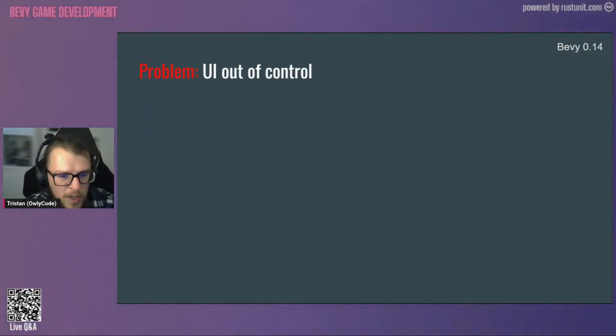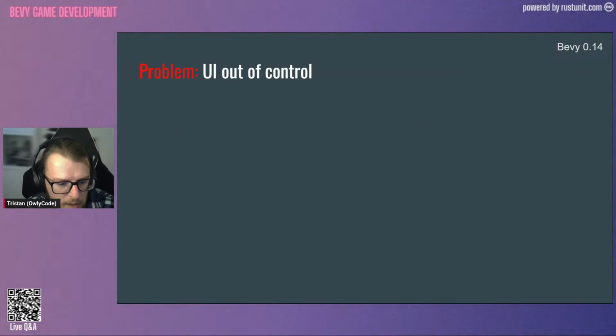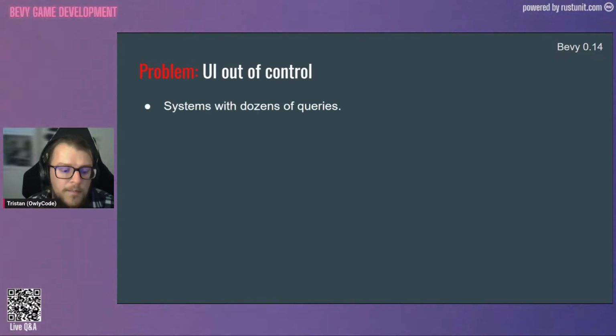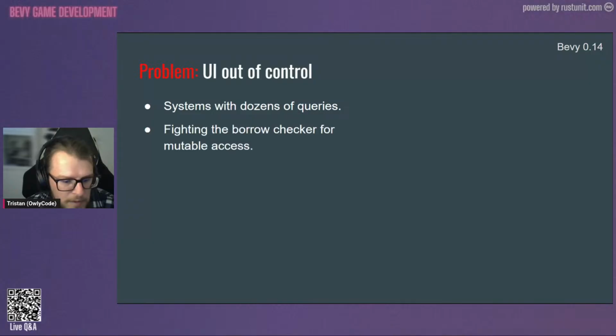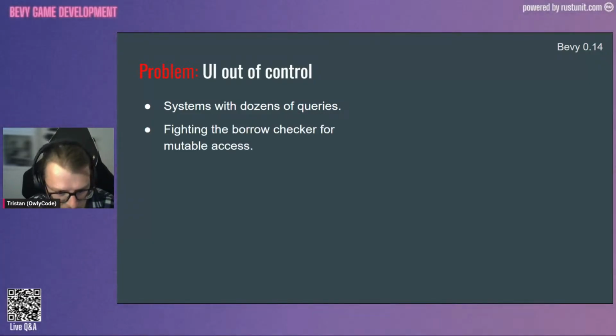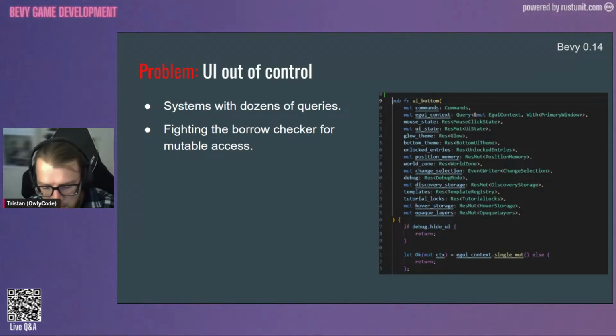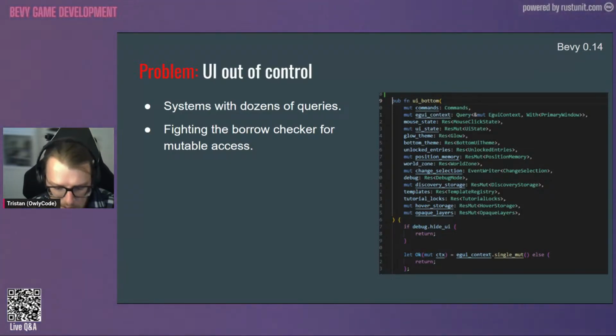This solution was good for a while, but my UI grew out of control because it's a complex UI. I had systems with dozens of queries. I was fighting the borrow checker for mutable access all the time. Here is an example of a big system. It's not the biggest, but it's big in itself.